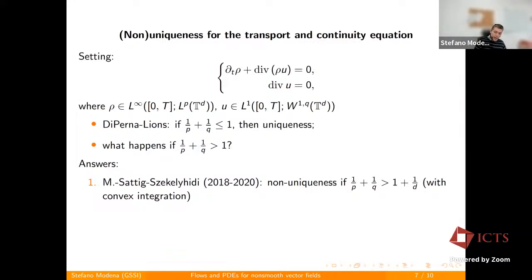More recently, there have been further answers to this question, but in order to state them properly, I need to introduce some new notation, and I'm going to do that in the next slide. The next slide will be a little bit technical, so I apologize for that. I need to introduce the notion of superposition solution. I will try to go slowly, but it will be a little bit technical.